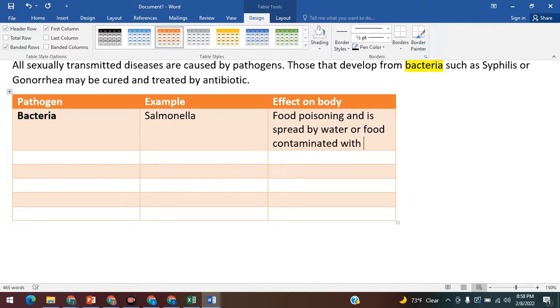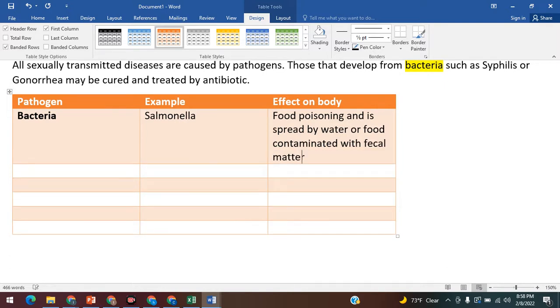Contaminated with fecal matter, be careful. If people go inside the bathroom and don't deal with their hands properly, or the fecal matter of animals ends up in the water or the food, and you go ahead and eat that, it's not gonna be nice.